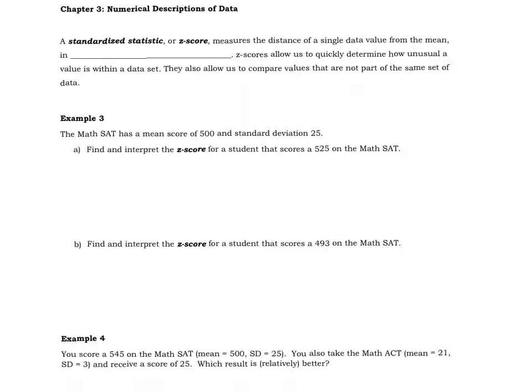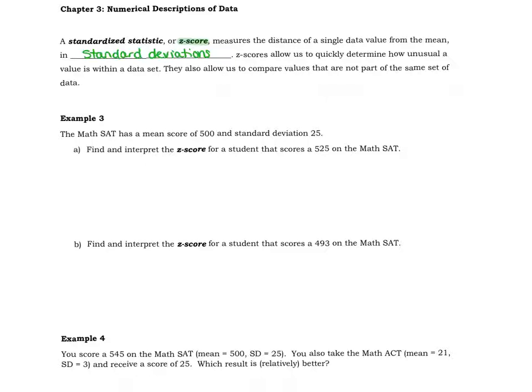We are going to be talking about a standardized statistic, or a z-score. What this does is it measures how far a single data value is from the mean, measured in standard deviations. What z-scores let us do is very quickly figure out how unusual a value is within a data set. And what I like to use it for even more often is it allows you to compare values that aren't part of the same set of data. So let me tell you what we mean by that.